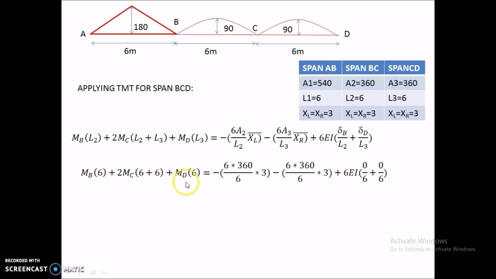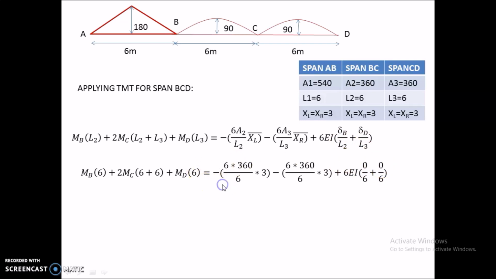So by substituting these values, and here coming to this right side section, A2 value is 360, L2 is 6, and X here, this is our section BCD, so we are considering it here. So for span 2 it will be XL, and for span 3 it is XR. Clear? So XL is 3 and XR is also 3. By substituting these values, delta B and delta D are zeros here again, since there is no sinking of supports.